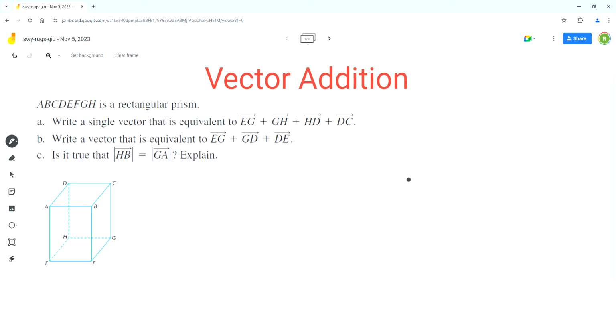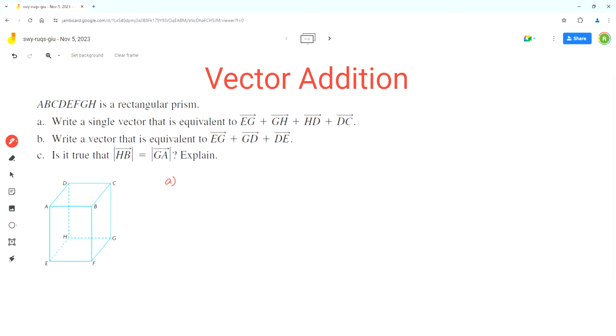So in this video, we'll solve this problem using the concepts of vector addition. As per the problem, ABCDEFGH is a rectangular prism. In part A, we have to write a single vector that is equivalent to vector EG plus vector GH plus vector HD plus vector DC. So let's start with part A.